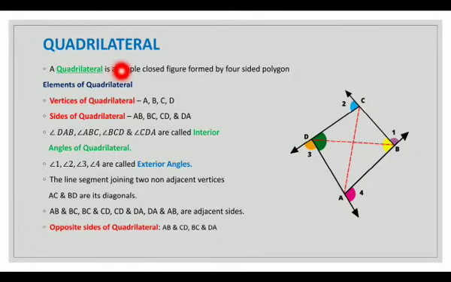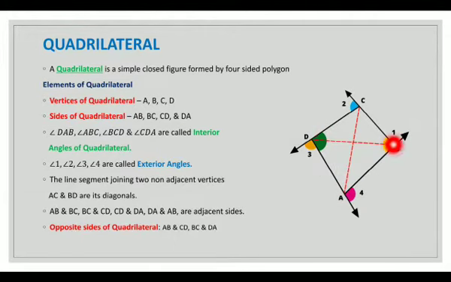What is a quadrilateral? We have already studied. A quadrilateral is a simple closed figure formed by four-sided polygon. Elements of quadrilateral. Vertices of quadrilateral. There are 4 vertices. Vertex A, vertex B, vertex C, vertex D. Sides of quadrilateral. There are 4 sides. Side AB, side BC, side CD and side DA.